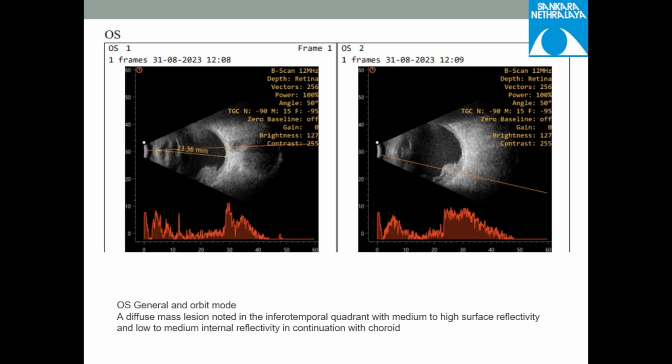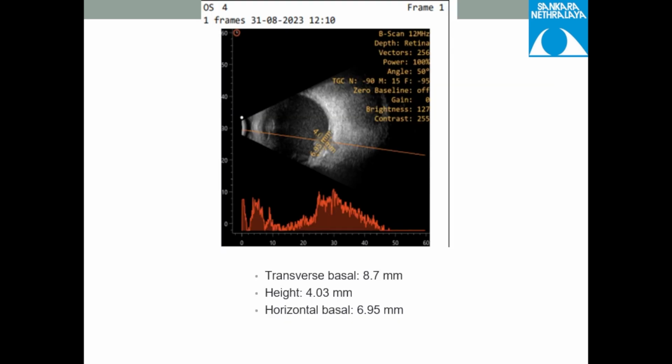Then again, the B scan was repeated. This time, the scan shows a medium to high reflective mass lesion in the inferotemporal quadrant, because in the report it was mentioned, and we could also see it clinically. So it's the inferotemporal quadrant with low to medium internal reflectivity. Then the measurements were taken. Transverse basal was 8.7 millimeters and the height was 4 millimeters. The horizontal basal was 6.95 millimeters.